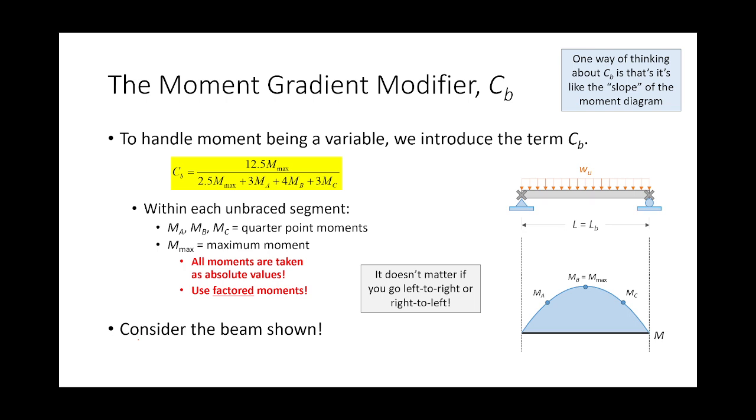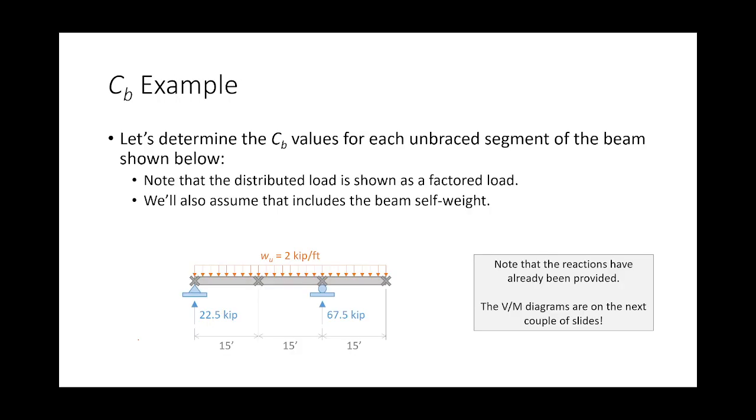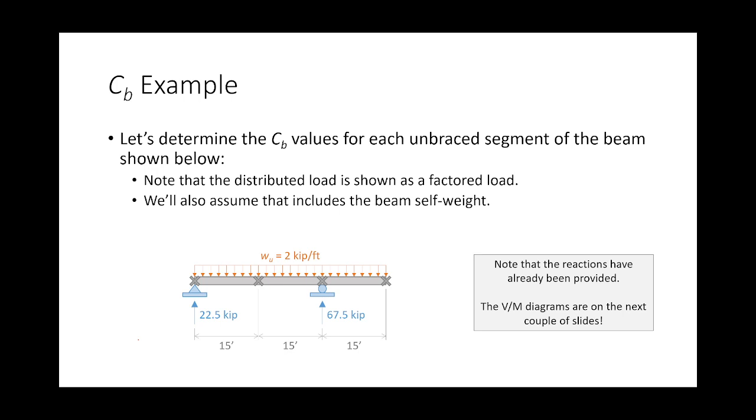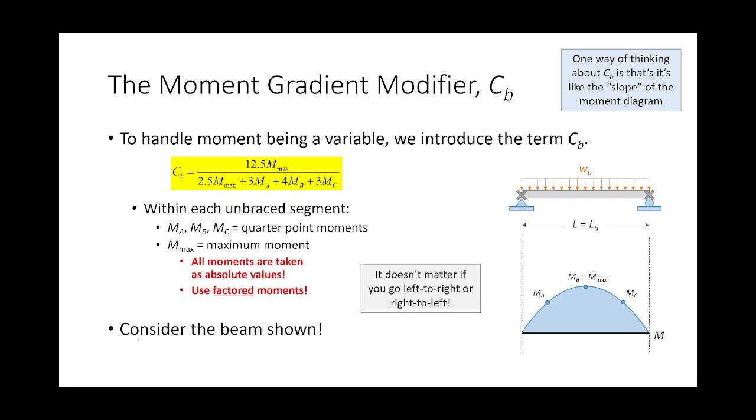So we have a beam that has a series of unbraced segments. To skip ahead a little bit, this is the problem that we're going to do here in a little bit. This beam has 3 discrete segments. For each one of those segments, there is a single CB value. And I'll go ahead and tell you, each segment has a different CB value, okay? And so you compute a CB value for each one, okay?